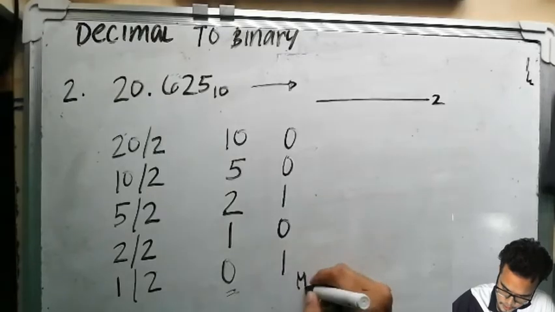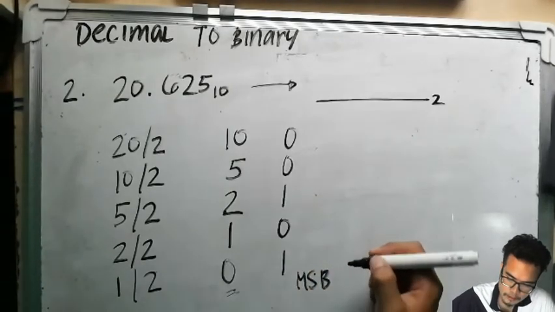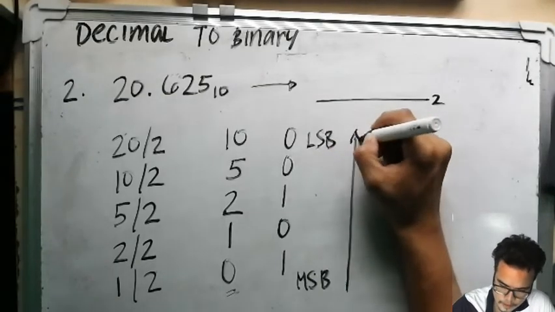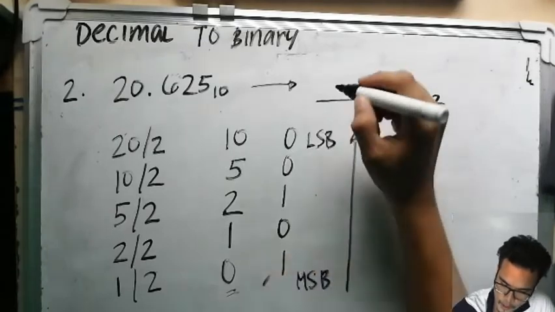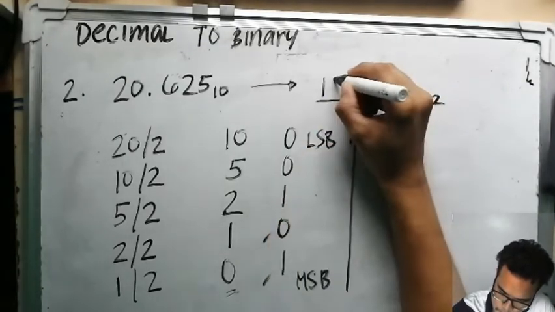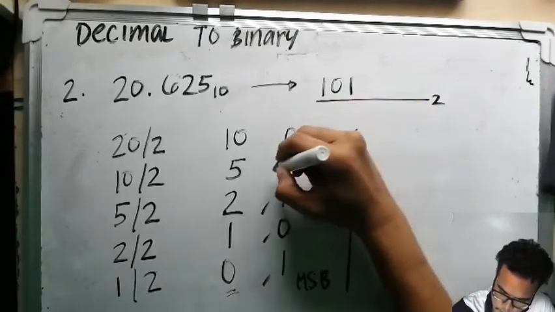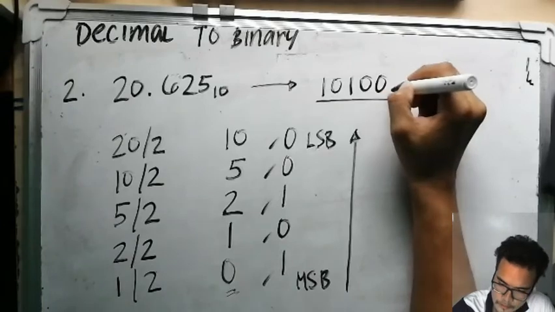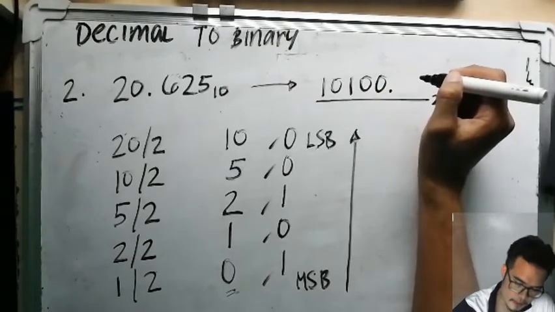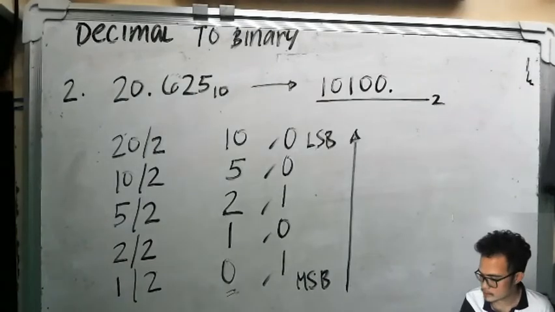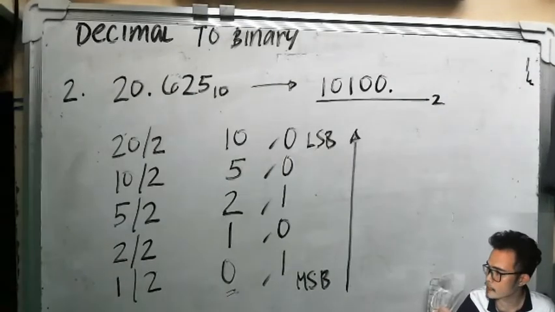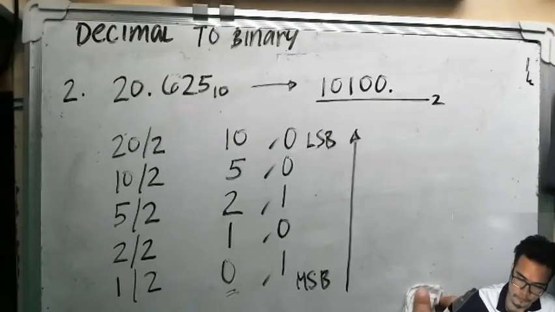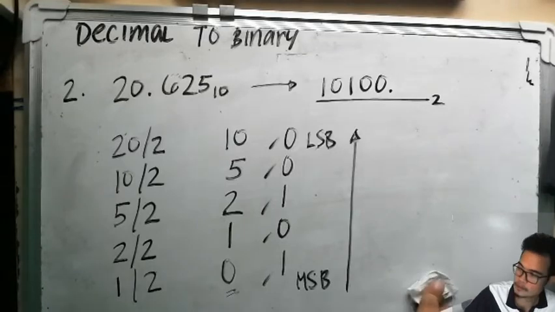So this is now our MSB, or the most significant bit, and this is our LSB. Then write it: 1, 0, 1, 0, 1, 0. Then the radix point. Next, let's proceed to compute the fractional part, which is 0.625. We're going to convert it to binary.